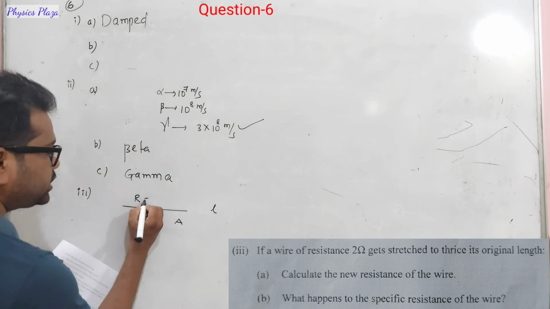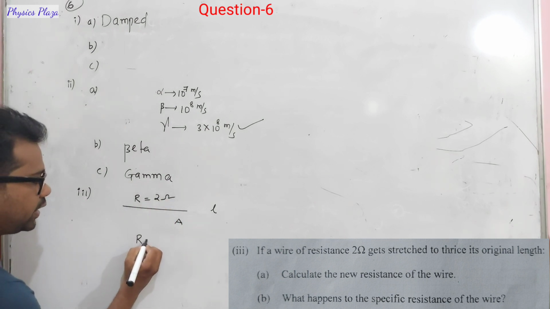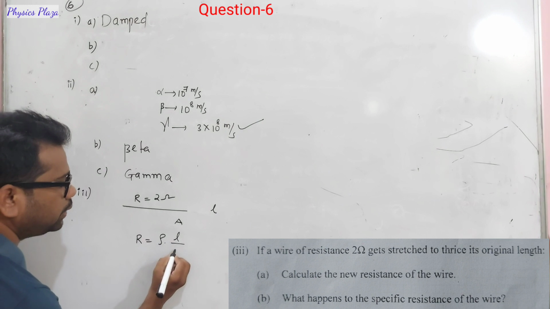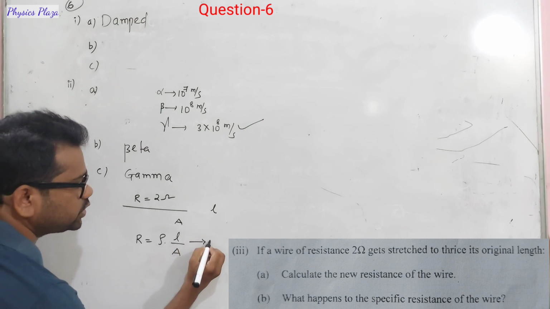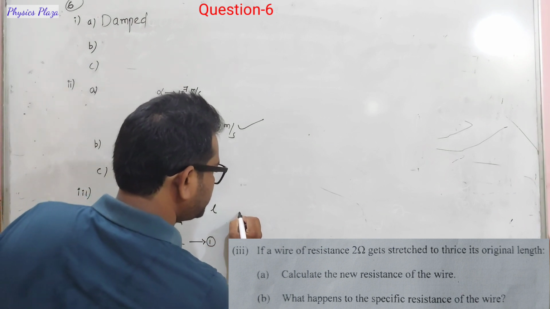So it is given initial resistance is 2 ohm. Children, for this here R is equal to rho into L by A. Let it be equation 1. That is fine.